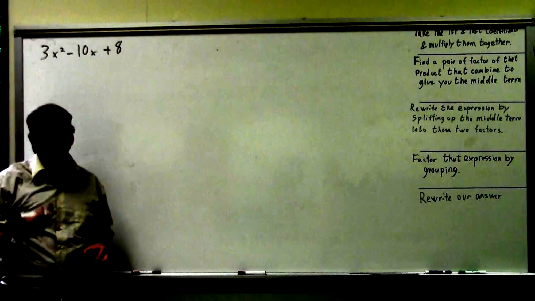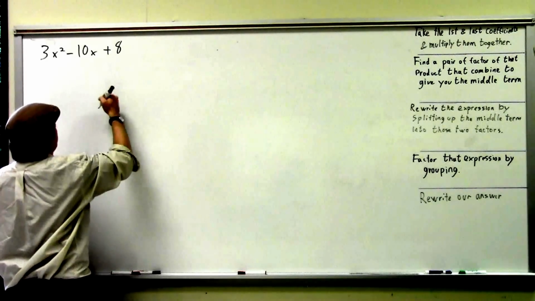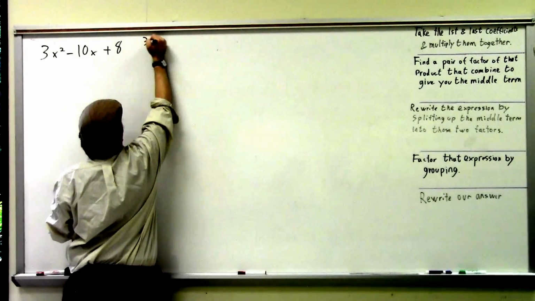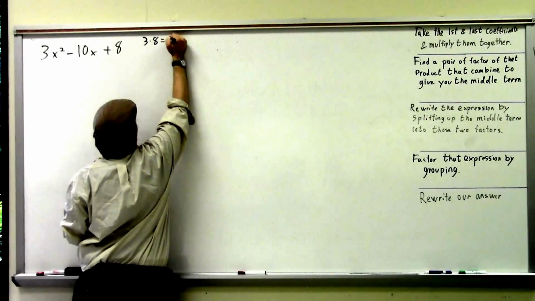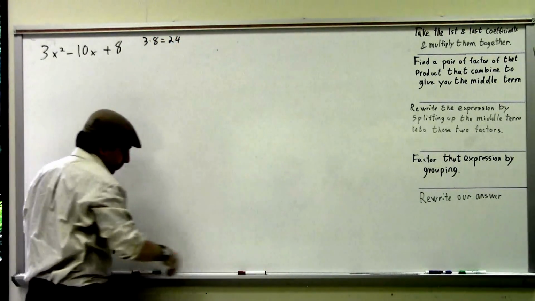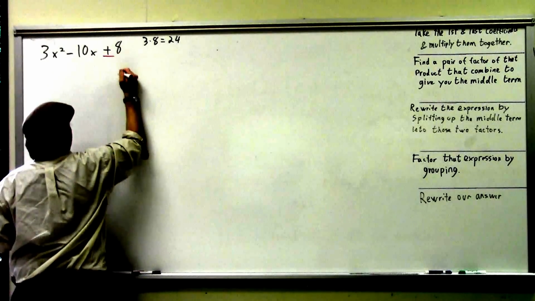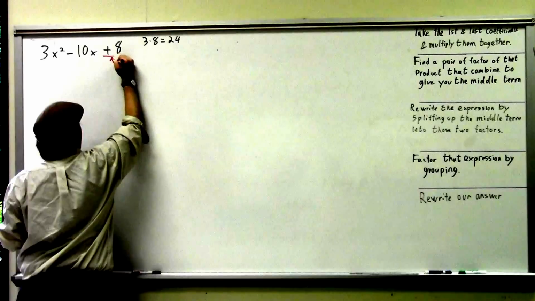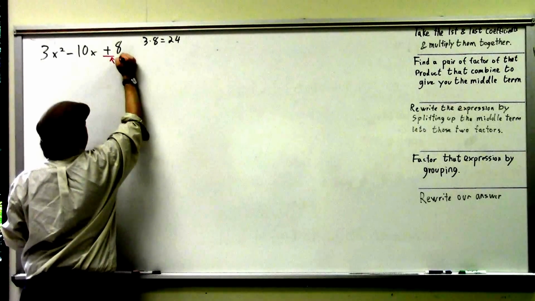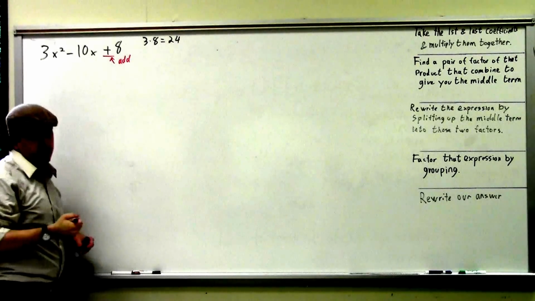3x squared minus 10x plus 8. All right, so we're going to start by multiplying our first and last term together. It's going to give us 24. And as I'm doing this, I want to think about this sign right here. Okay? This sign means that as we look at our factors, we want to add them together.